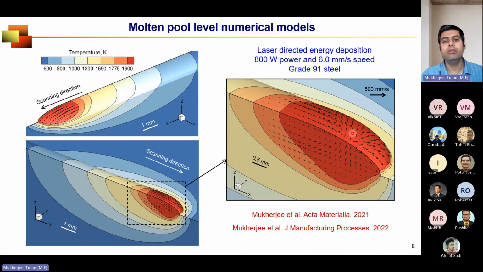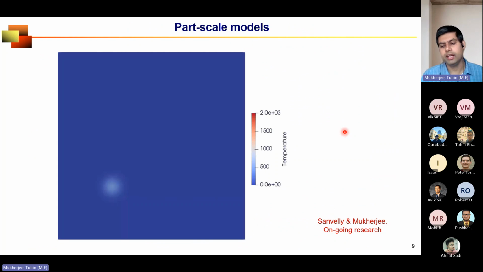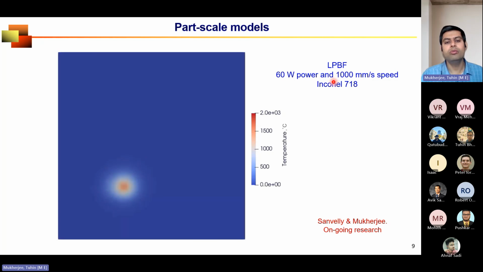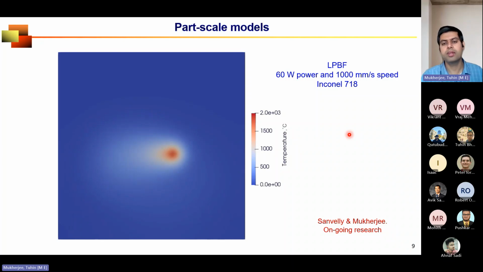Now this is for only one track. If you want to do things for a real life part, like let's say for powder bed fusion, this is the top view of a powder bed, and the laser moves in a specific scanning pattern. Like here I show a bidirectional pattern, zigzag pattern. How does the temperature field evolve during time?